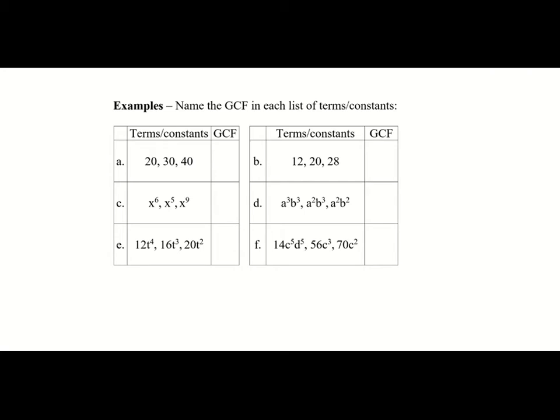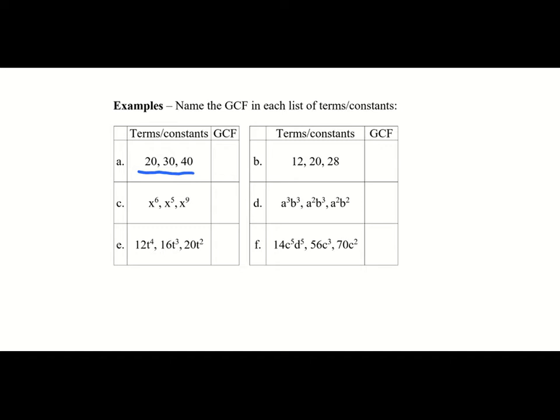Okay, so here we are going to find some greatest common factors for the given terms or constants. For A, we have just 3 numbers here. We want to find the greatest common factor for 20, 30, and 40. Now, if you know your multiplication facts pretty well, sometimes you can figure out the number off the top of your head. Other times, you may not know it off the top of your head.